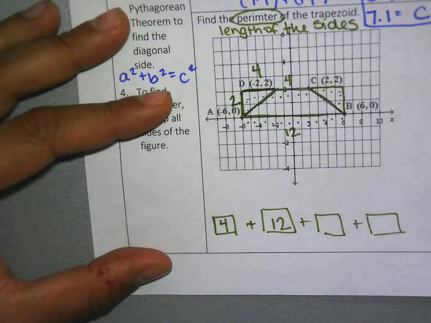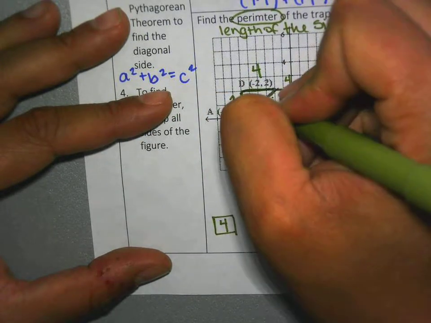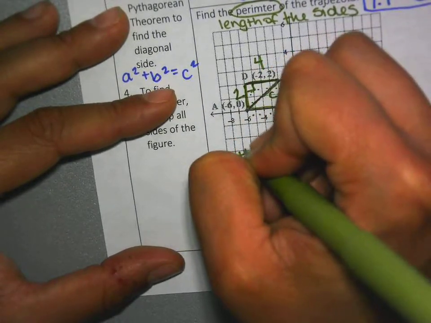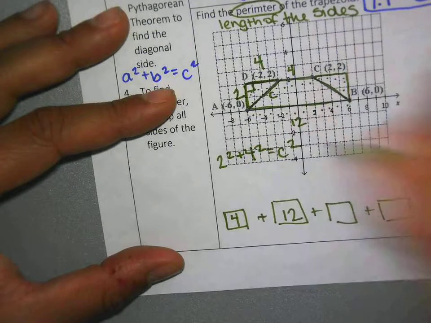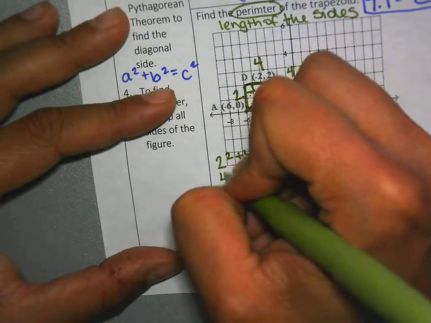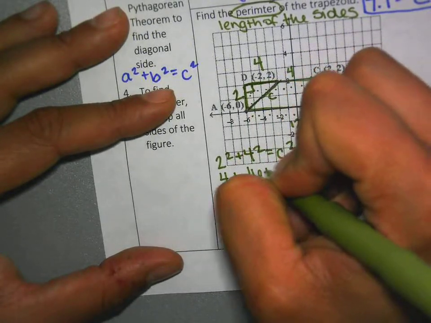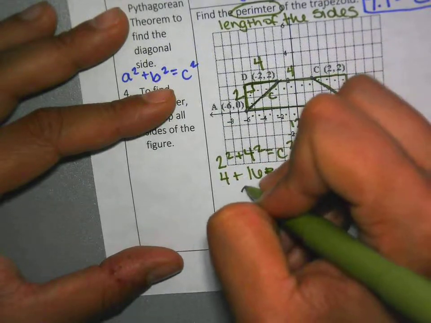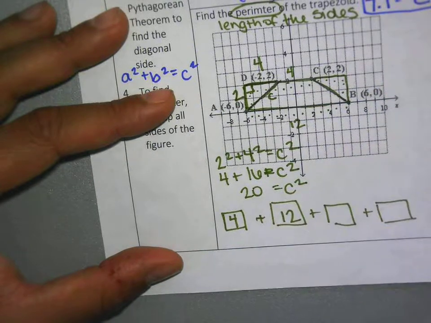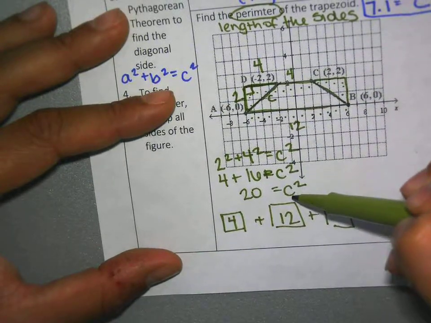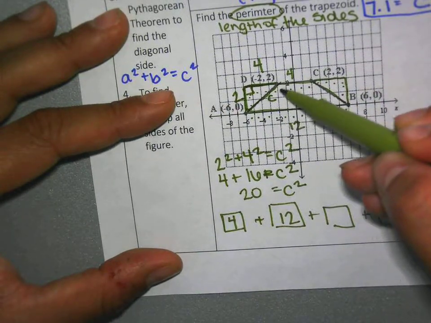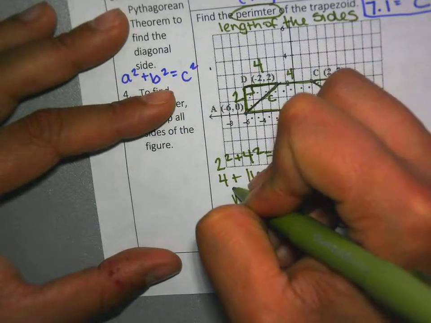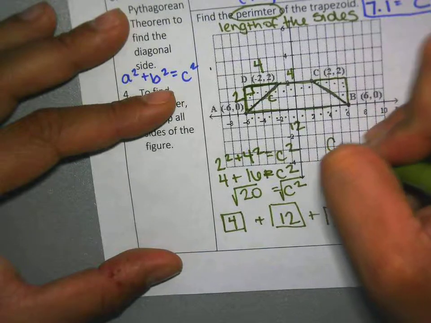We're going to use Pythagorean theorem to find our hypotenuse. So we have 2 squared plus 4 squared equals c squared. 2 squared is 4. 4 times 4 is 16 equals c squared. 4 plus 16 is 20 equals c squared. And remember, we don't want c squared. We want c. C is the length, not c squared. So we're going to square root both sides. This gives me c by itself.